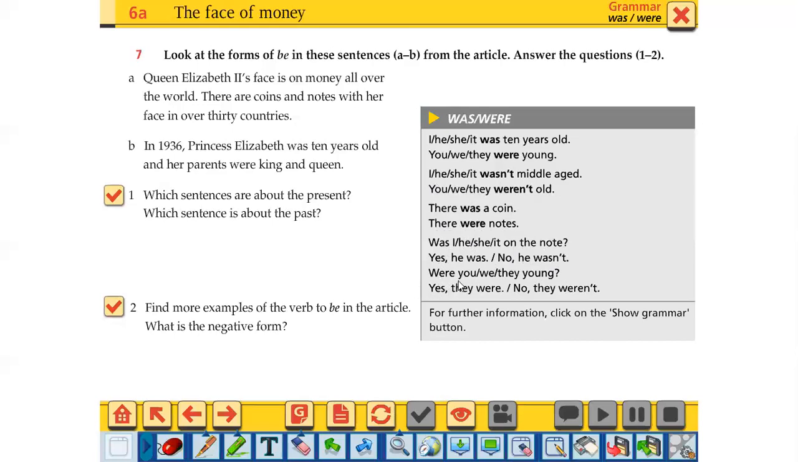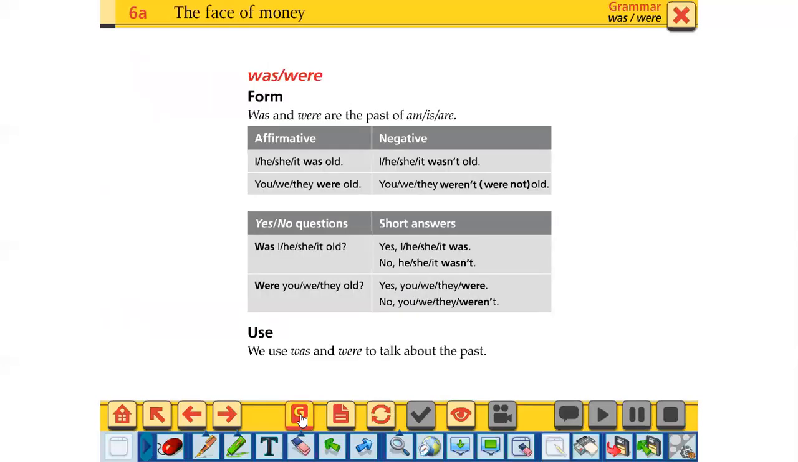Were we young? ¿Éramos jóvenes? Yes. You were? No, you weren't. Okay. Here we have the grammar box. Was and were. The form: affirmative, negative, yes/no question, and short answer.